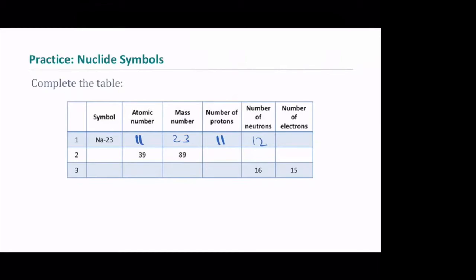All your atoms are neutral. If you're just talking about an element on the periodic table, it's neutral, so the number of protons has to equal the number of electrons. If not, there'll be a charge. If it wasn't the element and it was an ion, say sodium plus, and we don't put the 1 there, 1s are understood, now you have 10 electrons because you've lost an electron.